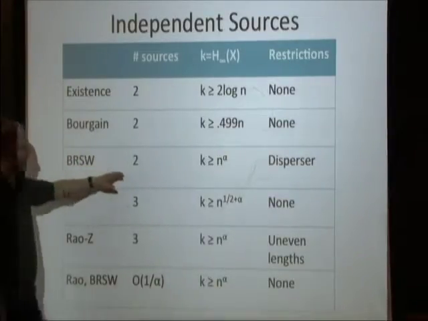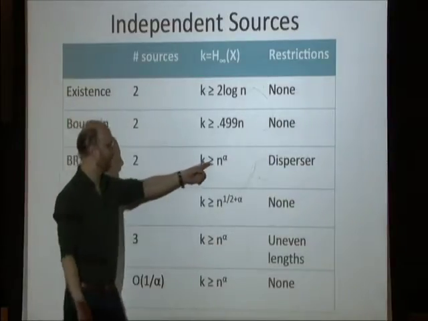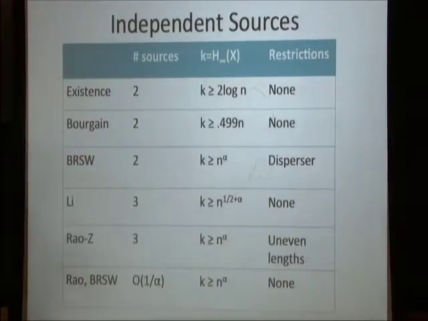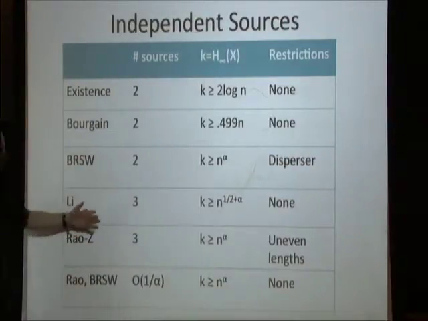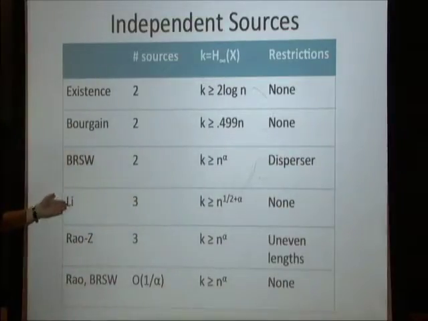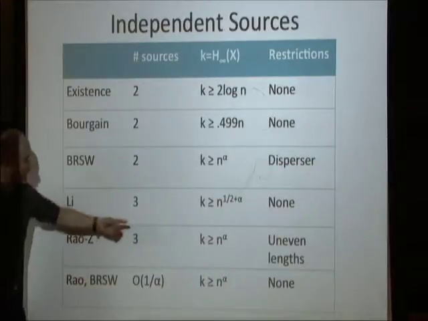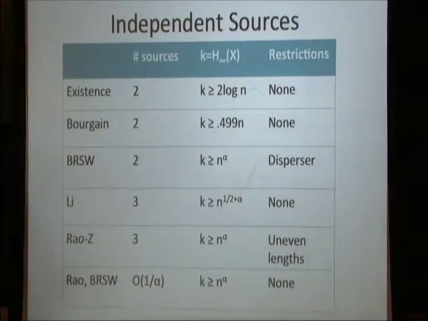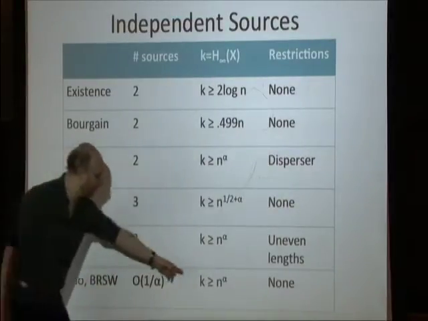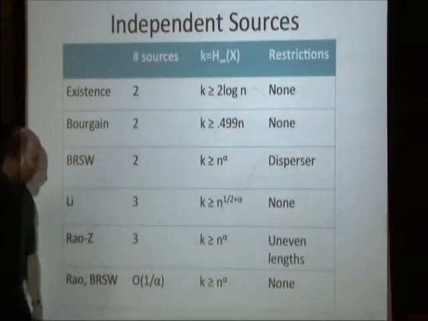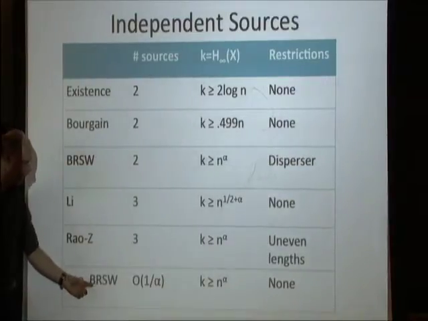Then Barak, Rao, Shaltiel, and Wigderson showed that they could obtain much smaller min entropy, but it's only a disperser. Meaning, if you think of outputting 1 bit, it's just a non-constant bit. That's for 3 sources. The best known is a little bit better than square root, by Lee. And unless you allow uneven length sources, which seems sort of unfair, but if you do, then we can get down to n to the alpha. And in general, if you just have min entropy n to the alpha, the best you can do for even length sources is order 1 over alpha, by Rao and Barak et al.